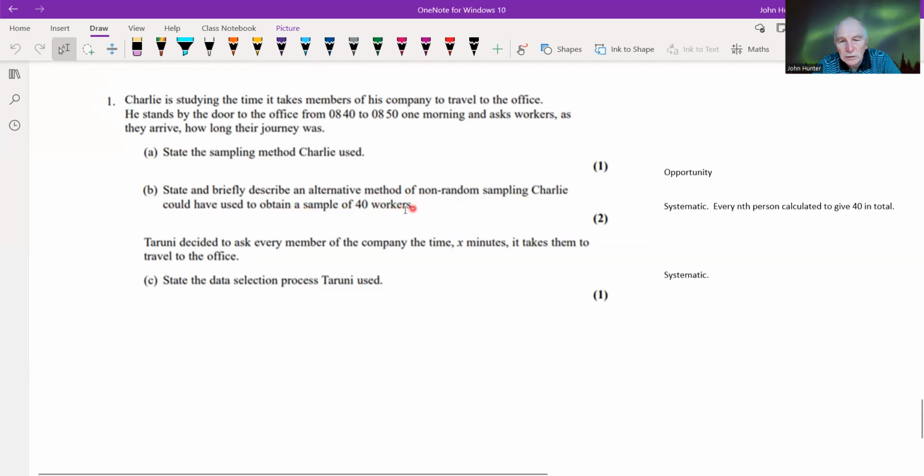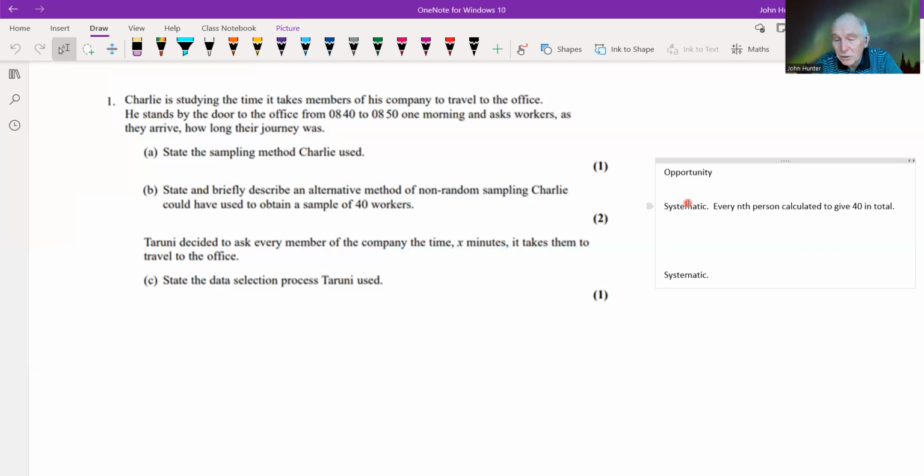State and briefly describe an alternative method of non-random sampling Charlie could have used to obtain a sample of 40 workers. Well, non-random is again a little bit of a moot point. It's a question of how random we make it. It's kind of got zero randomness if we just pick out people ourselves and take their travel time.